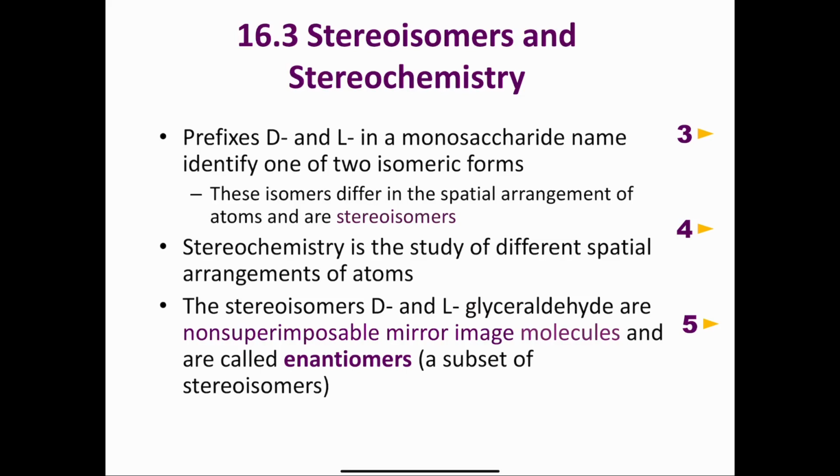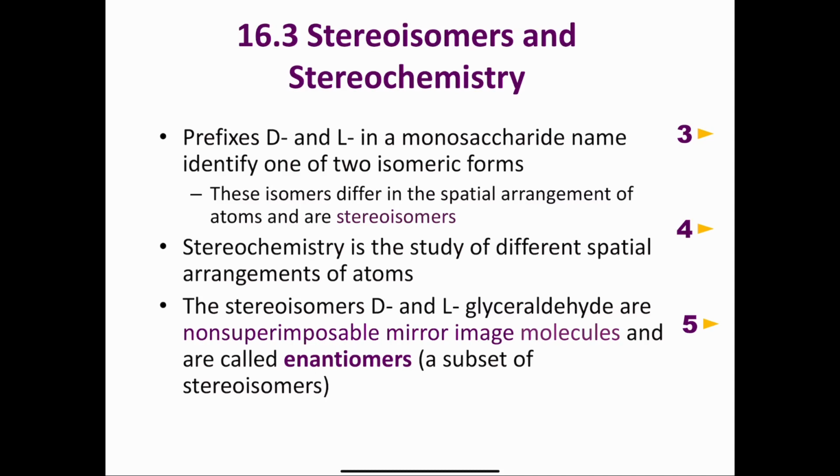The prefixes D and L found in the complete name of a monosaccharide are used to identify one of two possible isomeric forms called stereoisomers. By definition, each member of a pair of stereoisomers must have the same molecular formula and the same connectivity or bonding pattern. How then do stereoisomers of the D family differ from those of the L family? Well, D and L isomers differ in the spatial arrangements of atoms in the molecule.